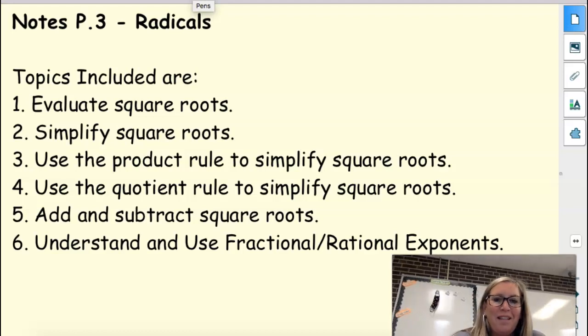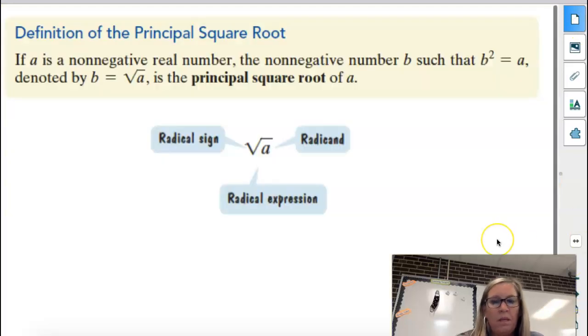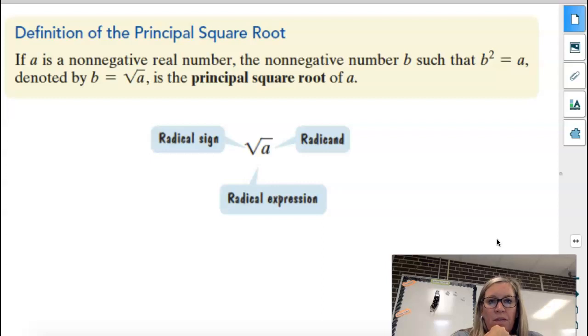We're going to be working on these objectives of radicals. The first topic is going to be evaluating and simplifying square roots. Here's the definition of a square root. You have a radical sign, your radicand, which is underneath. We call that the radical expression.